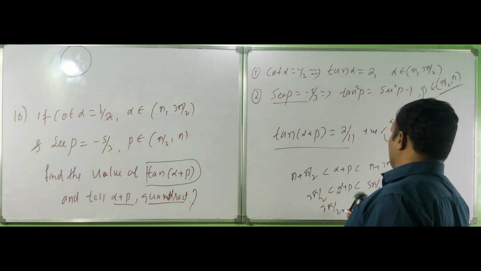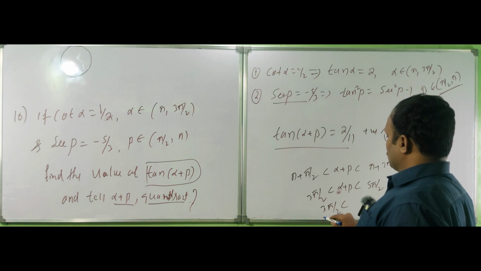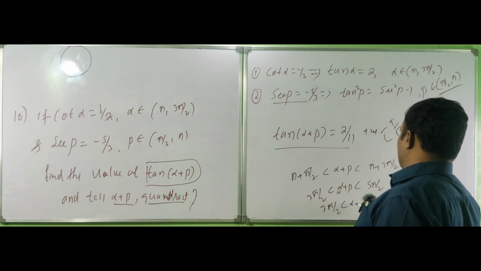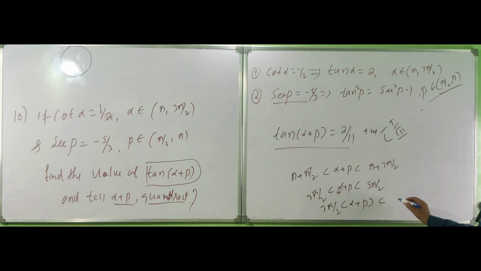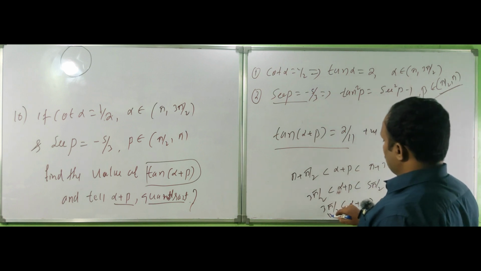3 pi by 2, this is the fourth quadrant. I can tell you, alpha plus beta becomes this. You can write 2 pi plus pi by 2, that is 4 pi plus 1, 2 pi plus pi by 2. This is the first quadrant, this is the third quadrant, fourth quadrant.